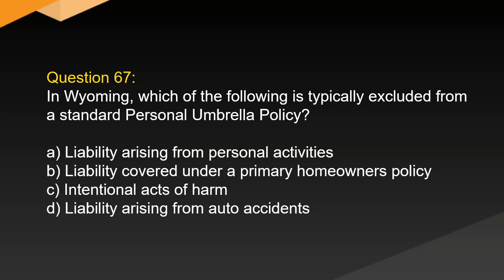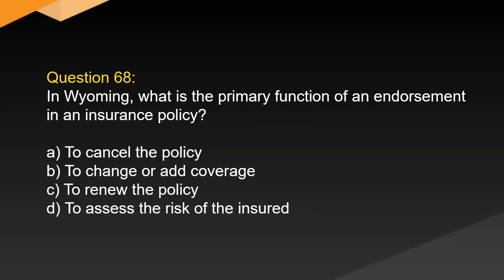Question 67. In Wyoming, which of the following is typically excluded from a standard personal umbrella policy? A. Liability arising from personal activities. B. Liability covered under a primary homeowner's policy. C. Intentional acts of harm. D. Liability arising from auto accidents. Question 68. In Wyoming, what is the primary function of an endorsement in an insurance policy? A. To cancel the policy. B. To change or add coverage. C. To renew the policy. D. To assess the risk of the insured.